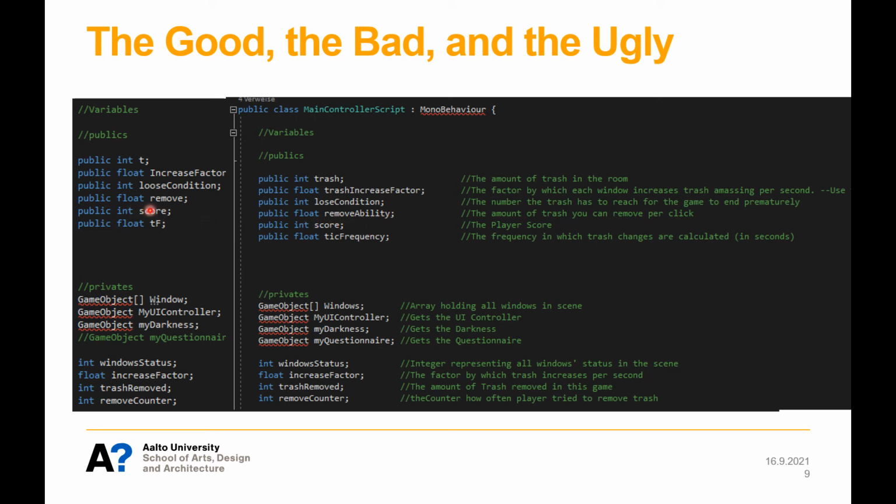Removability also cleared up. Score, that was already pretty good, but now we also have an explanation here. It's the player score. Tick frequency, I would have never guessed this was the case. Tick frequency itself is also still a little bit unclear. We have here an explanation, but this is a name, for example, that could be further clarified still.